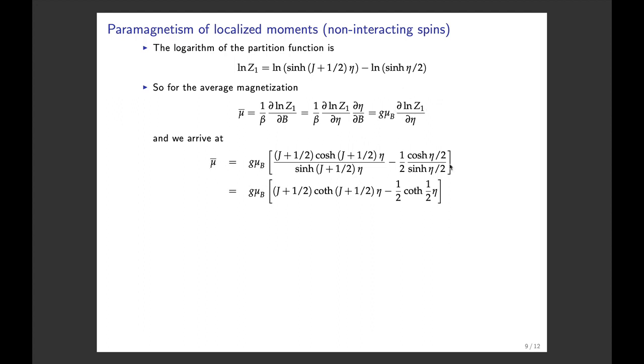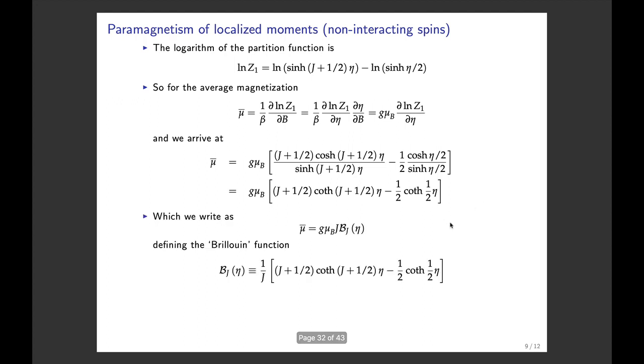It doesn't look so neat actually, but it's really about as simple as it can get. We find that the average magnetic moment, the Z component of the magnetic moment, is g times mu B, right? That has the right units of magnetic moment, times this function here, which of course is dimensionless. And if you wanted to, you could go and plot that function, which we will do.